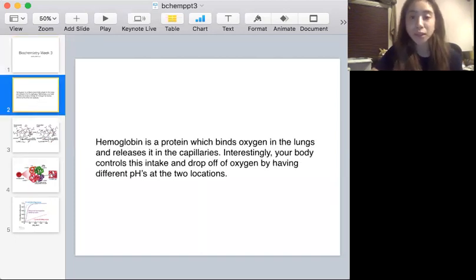So the prompt is, hemoglobin is a protein which binds oxygen in the lungs and releases it in the capillaries. Interestingly, your body controls this intake and drop-off of oxygen by having different pHs at the two locations.